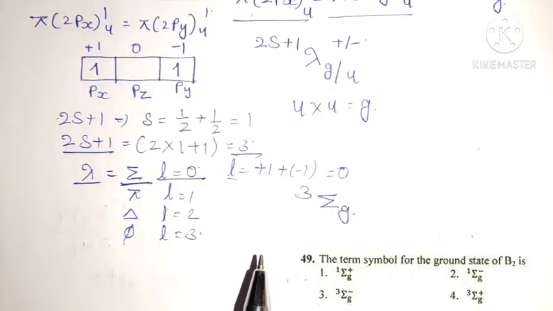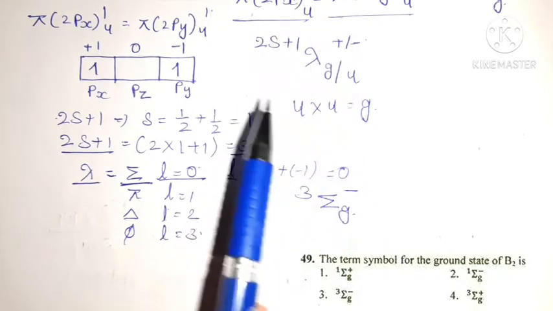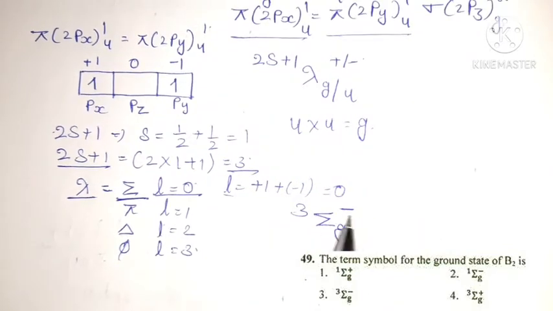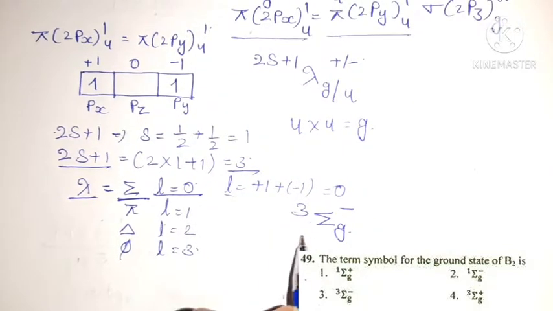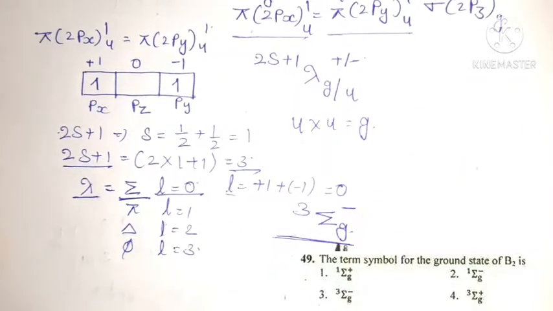So another rule says that if the electrons are present only in pi orbitals, then there should be a minus present in the superscript. Okay, if the electrons are present in pi orbitals, then the superscript will be minus. Okay, so its ground state term symbol will be 3 sigma g minus. Understand?